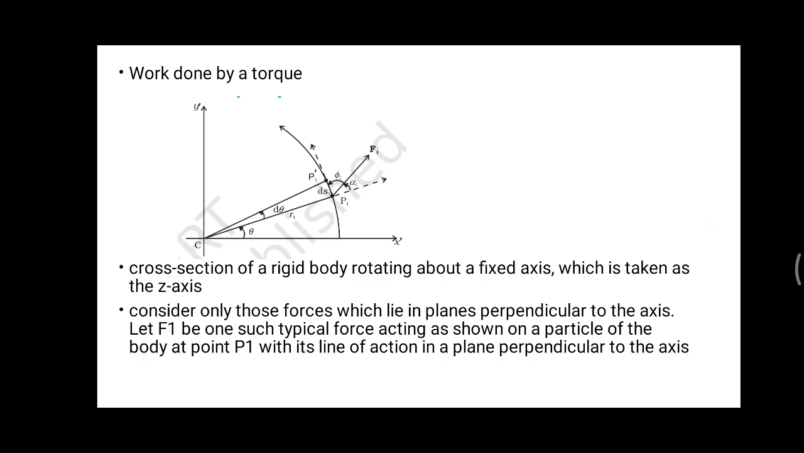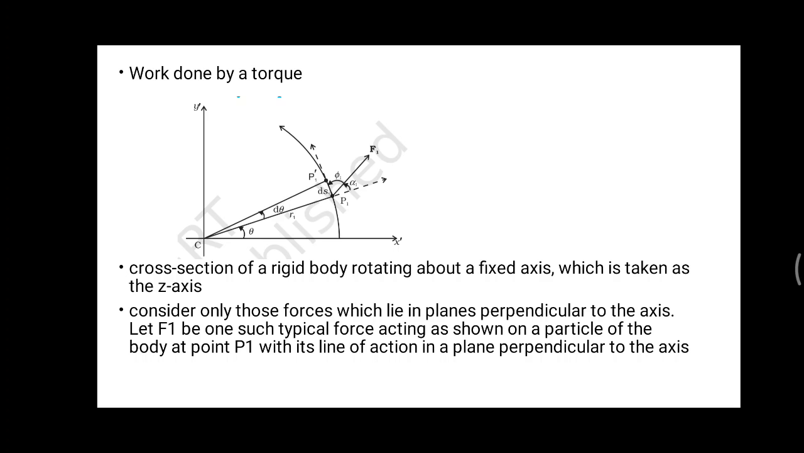Then the vector product of the force and position vectors will become parallel to the axis. Now, work done by a torque, that we are going to discuss now. Here is a cross section of a rigid body rotating about a fixed axis, which is taken as the Z axis. X and Y axes are given, and the Z axis points from the screen towards you. Consider only those forces which lie in a plane perpendicular to the axis, so the forces should lie in the XY plane, that is, the plane of your screen.